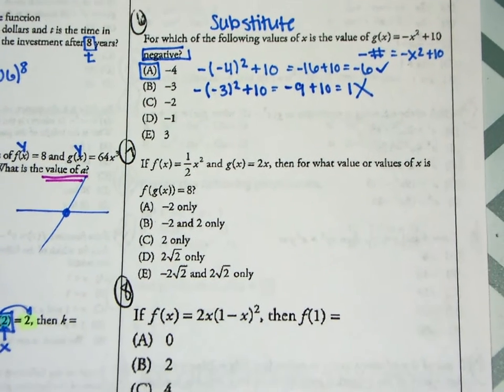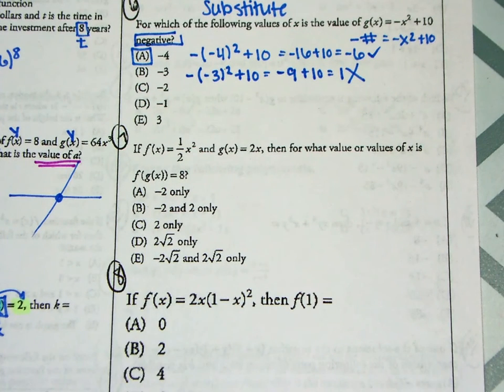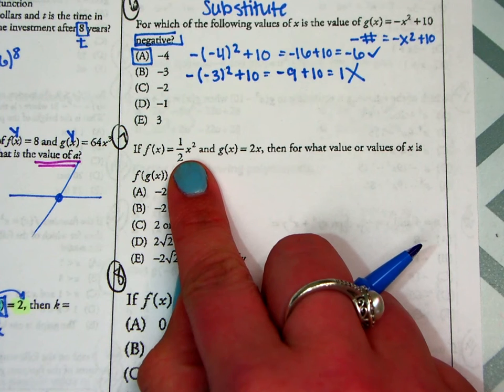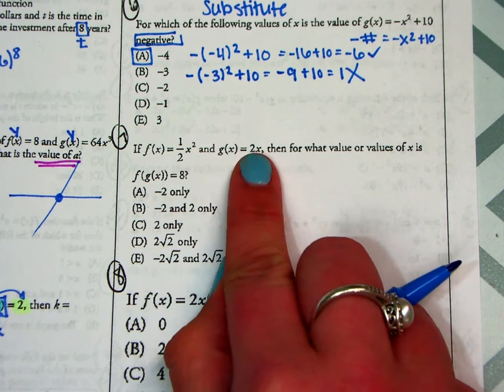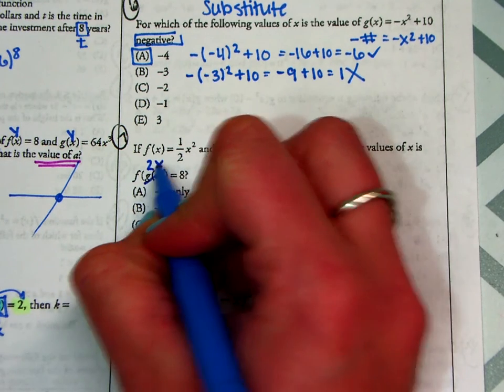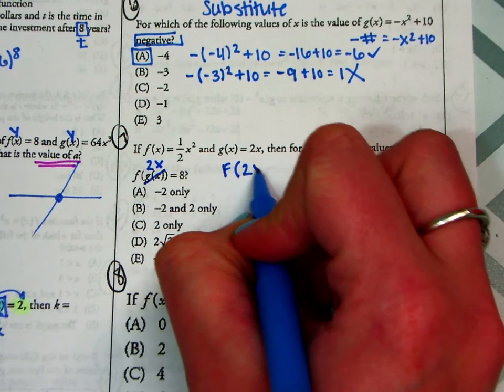Number 7, if f of x equals 1/2 x squared and g of x equals 2x, then what is the value or values of x for which f of g of x equals 8? In this problem, ignore this first portion. So the g of x function is 2x. So I'm going to replace g of x with 2x, and I'm left with f of 2x.